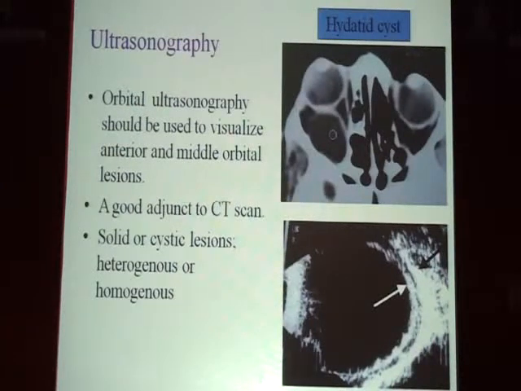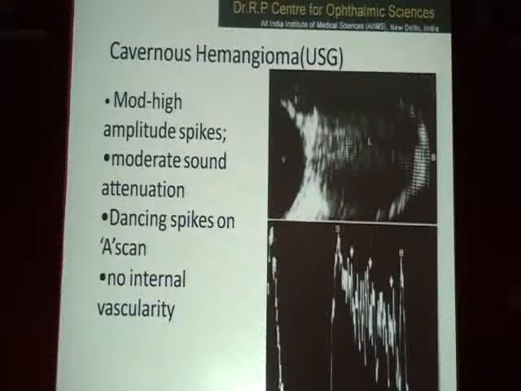So, orbital ultrasonography should be mainly used to visualize anterior and middle orbital lesions. That is not the ideal imaging modality for posterior lesions. It's a very good adjunct to CT scan. And first, the most important information it gives us is whether the lesion is solid or cystic, it's heterogeneous or homogeneous. Now, I'll be just giving you some examples and representative B-scans of what these look like.